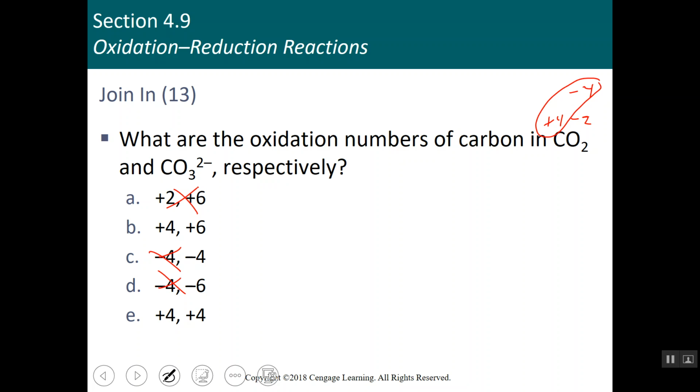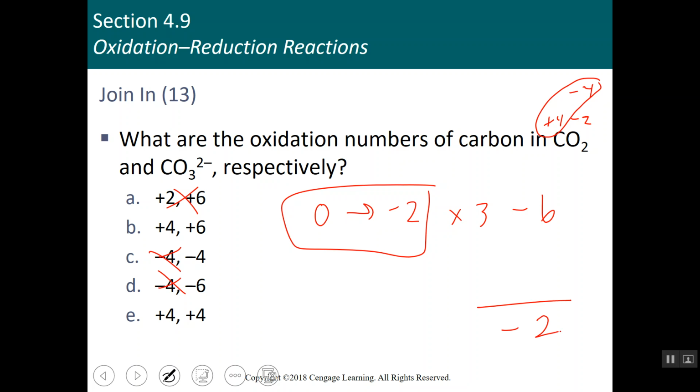And now let's look at this one. The second one, oxygen is a -2, but I have 3 of them, so that's a total of -6. My total compound charge must be -2, so that means my carbon has to be +4. So my answer choice on that one is E.